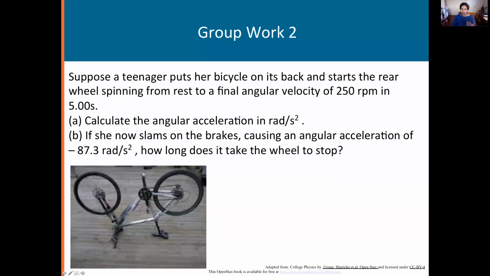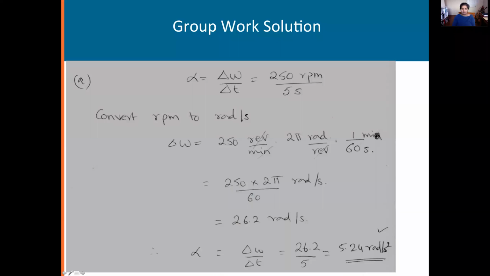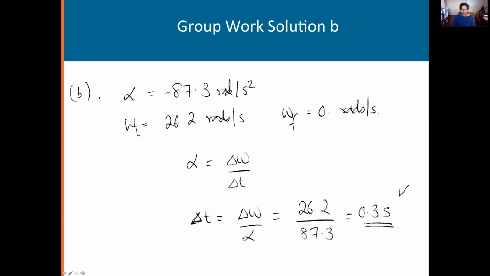You need to actually work this out, and then go to the next slide and look at the solution. So here you're going to compare your answers with mine. This is the first part. We find alpha, and this was the conversion that I did, and it comes out to be 5.24 radians per second squared. And then part B on the next slide, we're solving for time, and it comes out to be 0.3 seconds.